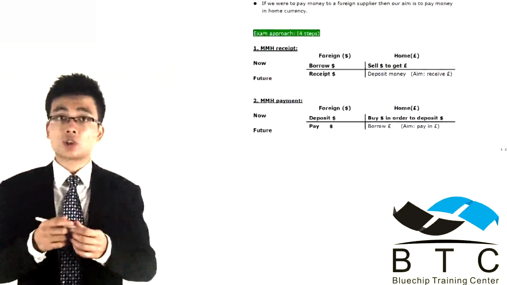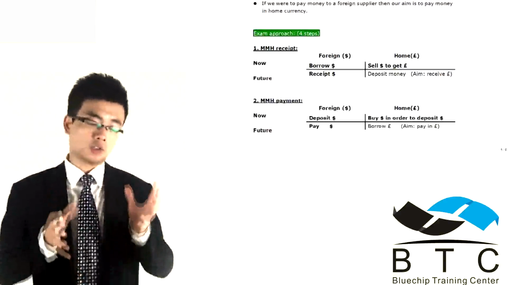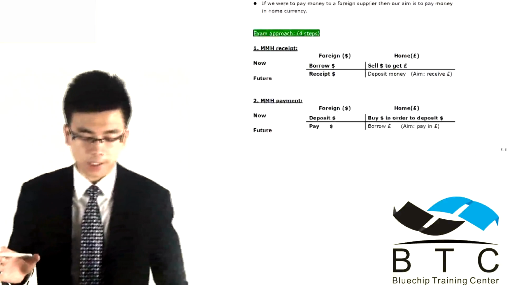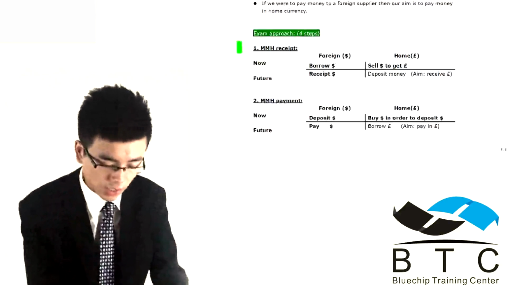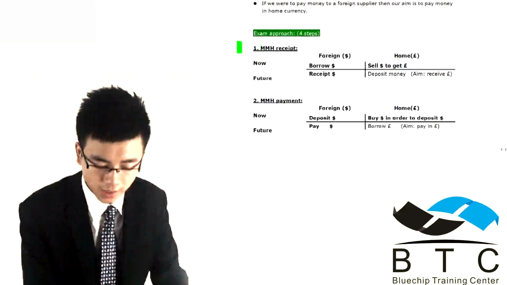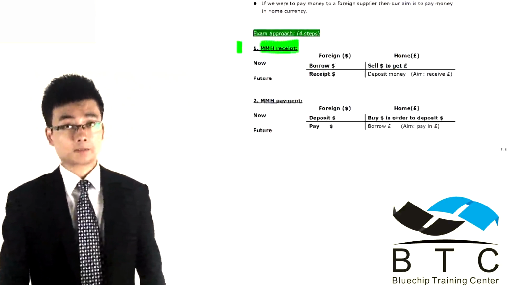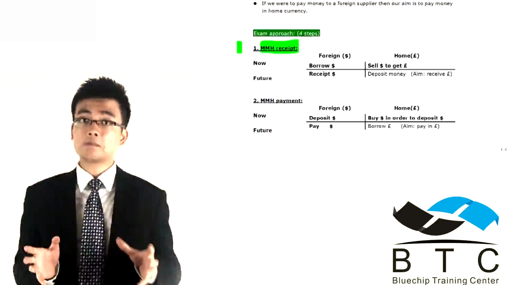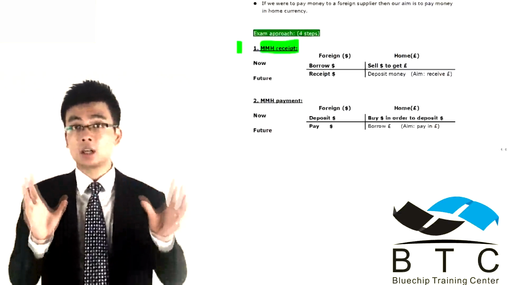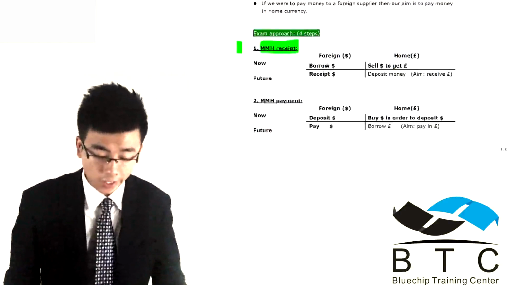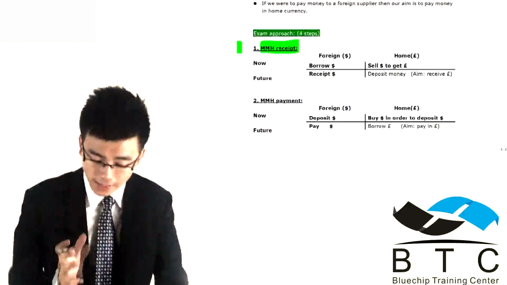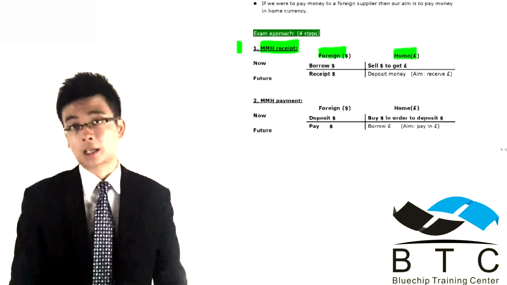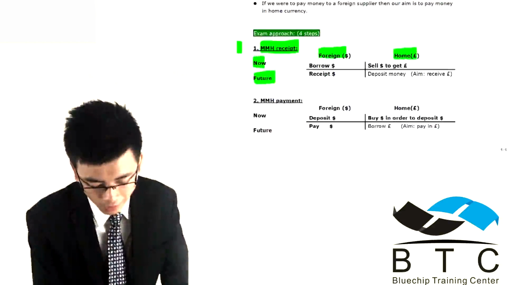And how are we going to use a very standardized approach to deal with any of these money market hedge questions? I'm going to show you a table here. Let's have a look at two circumstances. The first circumstance is the money market hedge with regards to the receipt. I told you in the earlier section that we're going to receive our money in our home currency. So this is the aim of the money market hedge. What we're going to do is set up a table here: foreign market, home market in your home currency, now and future.